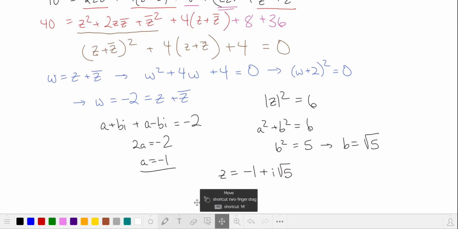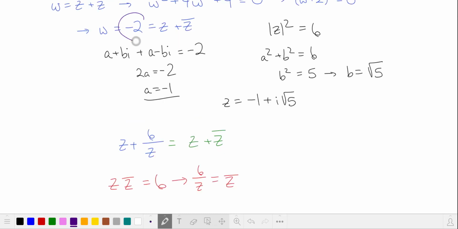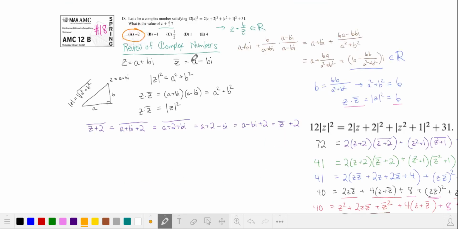We could substitute this in for the expression z plus 6 over z, but you might see a shortcut. We found earlier that the product of z and its conjugate is 6, so we can actually solve by dividing both sides by z for 6 over z. This is equal to the conjugate of z. I can substitute that up here. This is equal to z plus the conjugate of z. And we already found that up here, and we know that it's equal to negative 2. This is option A in the problem statement.